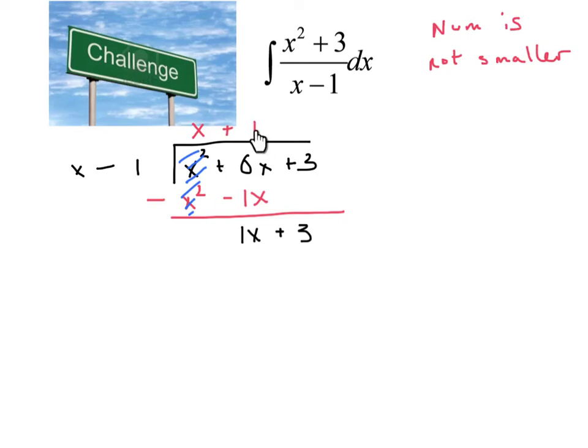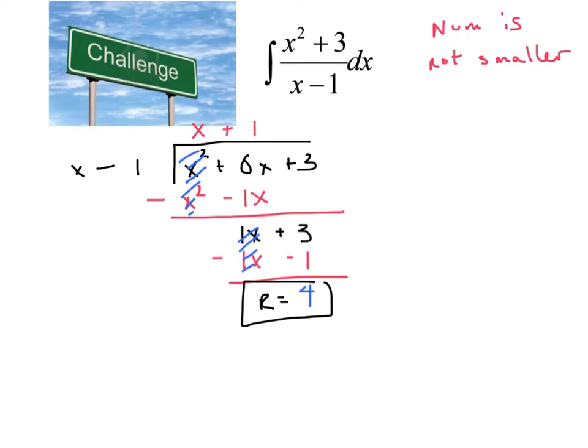And we take our positive 1 and just multiply it by both terms. 1 times x is 1x. 1 times negative 1 is negative 1. We subtract. These first terms cancel out. They should every time. That's our goal. And 3 minus negative 1 is 4. Now you'll notice that x doesn't go into 4. So we're done. This is our remainder.